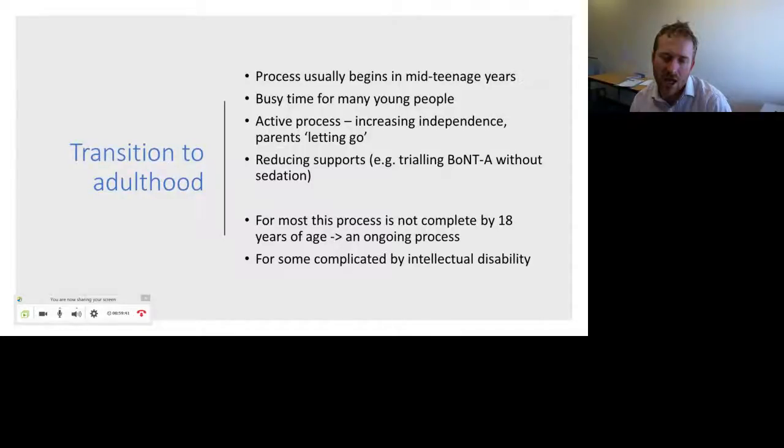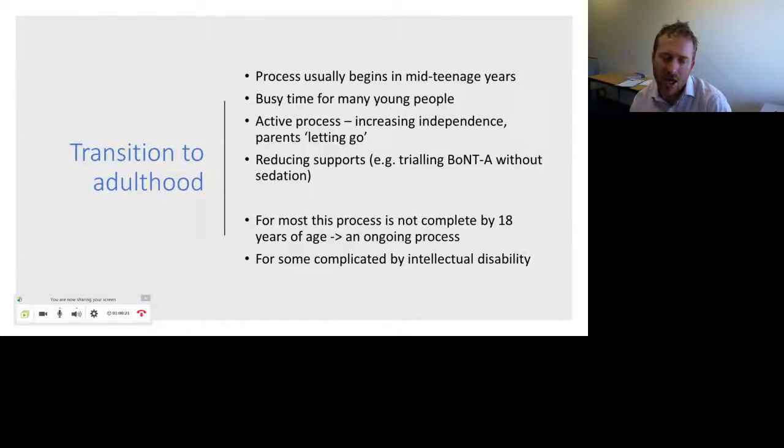There's also an active process there for the parents, who often have been heavily involved with their children, probably more than other typically developing children, for many years. And so we do put work into identifying with the parents that process of letting go and letting their child become more independent. On top of that, we start to talk about what the adult systems might look like, and also start to reduce some of the support that they're given, particularly around botulinum toxin and sedation, with the hope that this will give them better access to adult services.